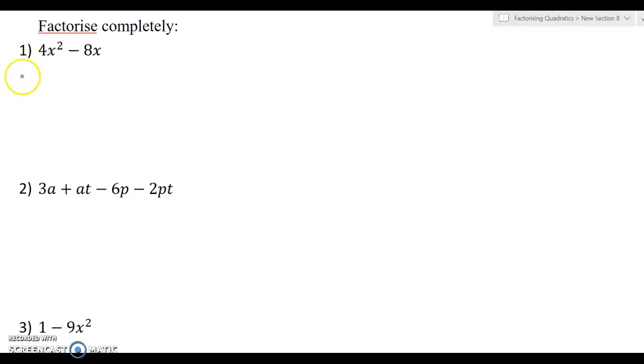This one is simple factorization. Why? Because we know that between 4 and 8, 4 is the highest number that goes into 4 and 8, so you could pull out that. Then we have x squared and we have x. Remember, this is x to the power 1. So you pull out the common letter, the lower power, which is just x.